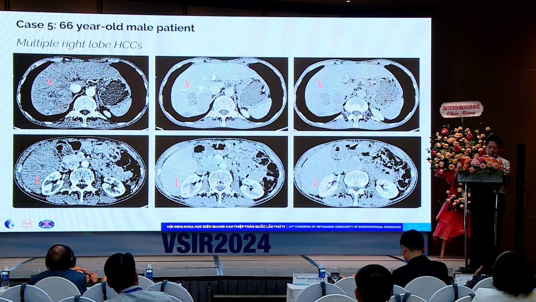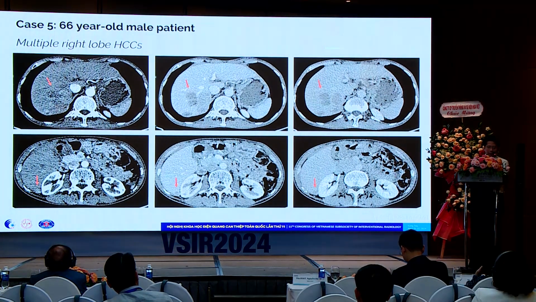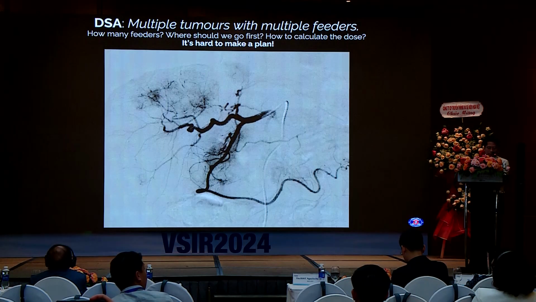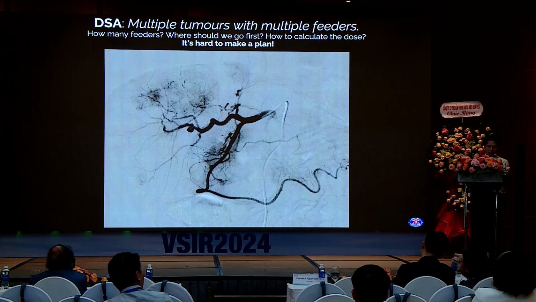Here is the fifth case. There are multiple HCCs in a 66-year-old male patient, and in this slide we can see clearly that there are multiple tumors with multiple feeders. But how many feeders exactly are there? And which should we go first? How to weigh the main feeders, or how to calculate the dose? It's very hard to make a plan on this patient based on the X-ray image only.